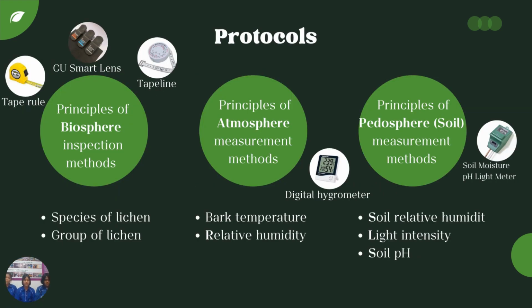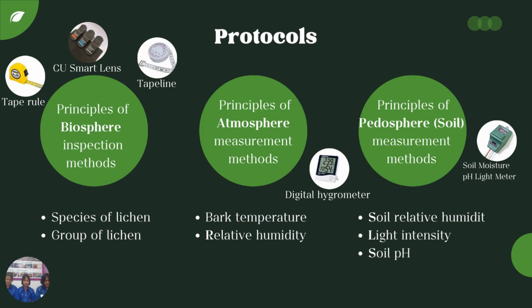Materials and equipment: CU Smart Lens, tape line, pH meter, notebook, stationery, tape rule, soil moisture pH light meter, and digital hygrometer. Protocol and method for conducting research. Method: study species of lichen and groups of lichen. Set up the study issue and select the topic. Then study and find information and theory about lichen from reliable sources. Then explore and study the lichen in the area of study.